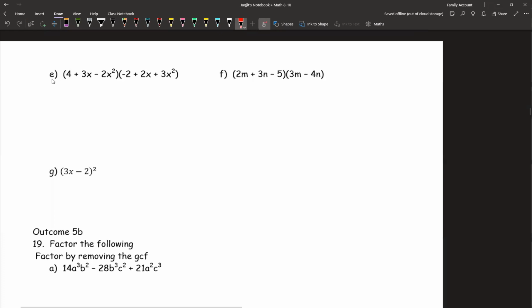Now, if you get something like this, you're going to first pick 4, multiply it with this, then with this, then with this. Then you move on to the next guy. You take 3x, multiply with each term. Then you take minus 2x squared, multiply with each term. Then you combine like terms. It'll be long, but stay patient, okay?